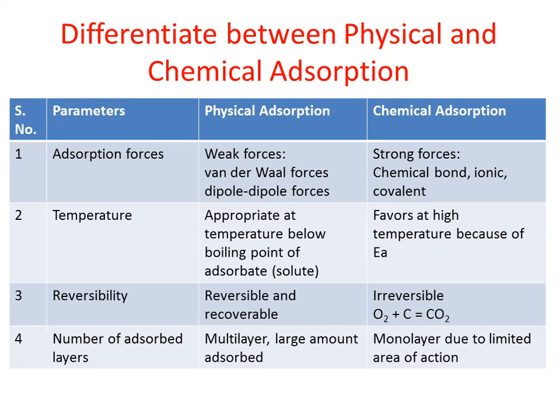The fourth one is the number of layers adsorbed, and this is related to the reversibility of the reaction. Physical adsorption is multi-layer adsorption. What is multi-layer adsorption? When all pores are empty, the adsorbate is adsorbed on the surface of the adsorbent and all the pores become occupied. This is the first layer. Then this layer of the adsorbate provides the opportunity to adsorb other molecules of the adsorbate, because weak forces are involved.